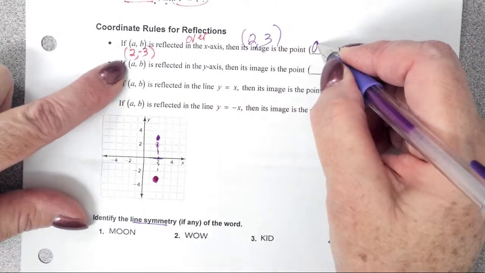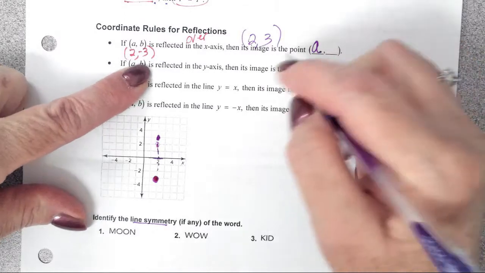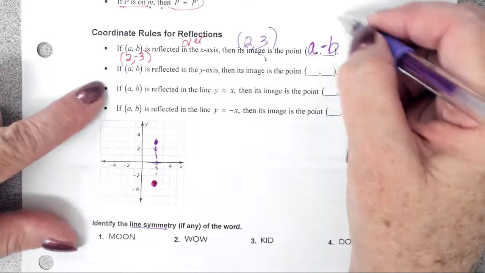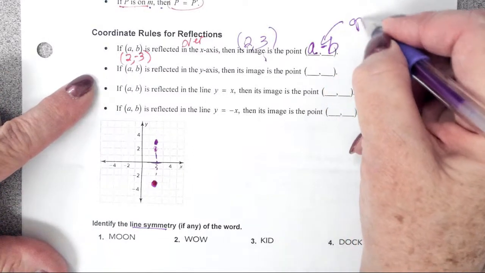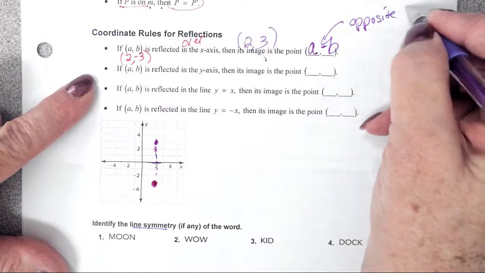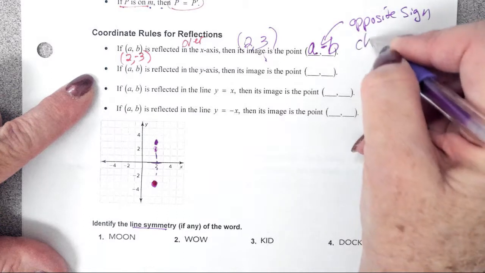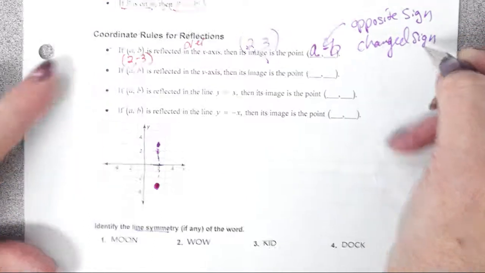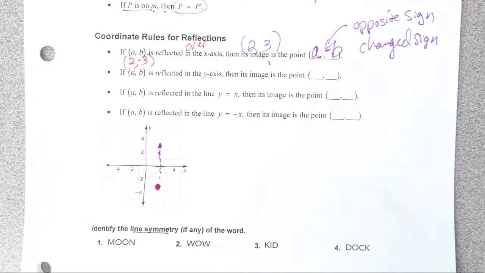So what happened? Well, the 2 stayed the same, but the 3 changed signs, didn't it? And that's what this means, opposite sign or changed sign. It doesn't mean it's negative. That's the tricky part of this. It does not mean that it's negative. It just means change whatever sign it was, just like an opposite signed reciprocal.